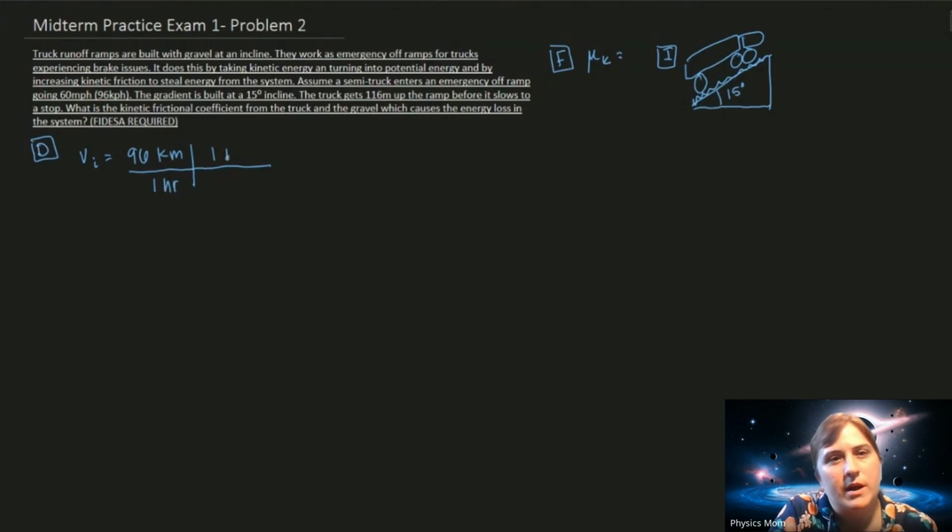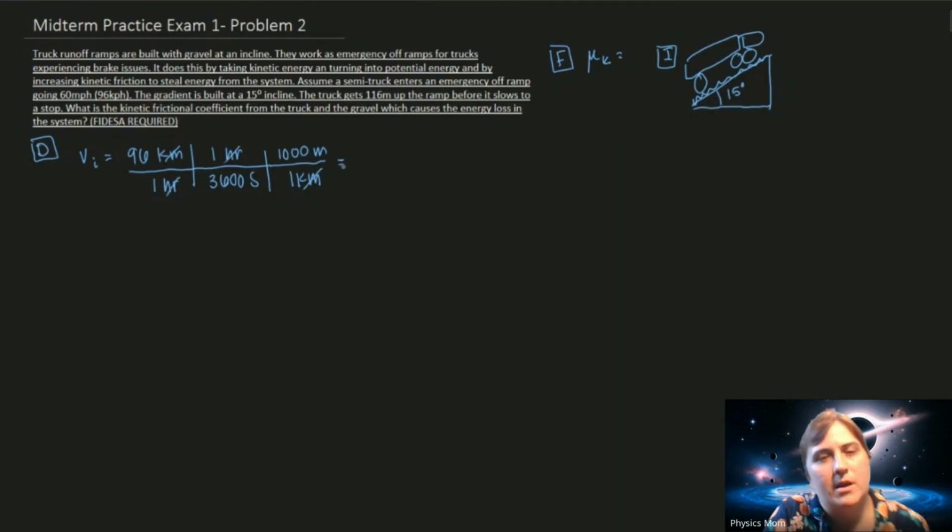For every 1 hour, there are 3,600 seconds. And for every 1 kilometer, there are 1,000 meters. Kilometer unit cancels, hour unit cancels. I'm left with meters per second. I'm going to plug that into my calculator. I get about 26.7 meters per second.